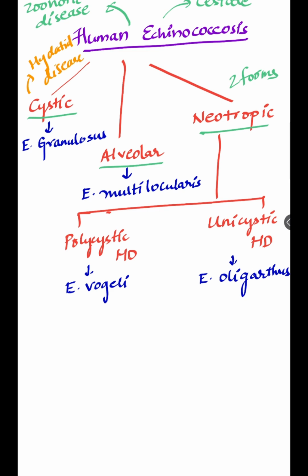The alveolar echinococcus is caused by E. multilocularis. And there are two forms of neotropic echinococcus, that is polycystic hydatid disease and unicystic hydatid disease. Polycystic hydatid disease is caused by Echinococcus vogeli, and unicystic hydatid disease is caused by Echinococcus oligarthus. In this video we are going to learn about the cystic echinococcus, which is also called hydatid disease.